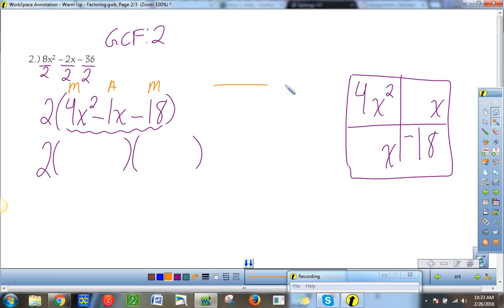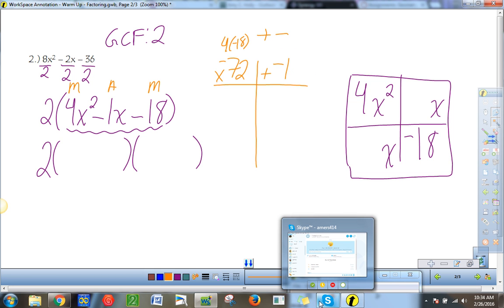So yeah, which ones are we multiplying, which ones are we adding? 4 times negative 18. That gives you what? Negative 72. And we have to add up to give you what? Negative 1. If you're multiplying two numbers together and they give you a negative, what do you know about those two numbers? One has to be negative. So you know you're going to have a positive and a negative number.